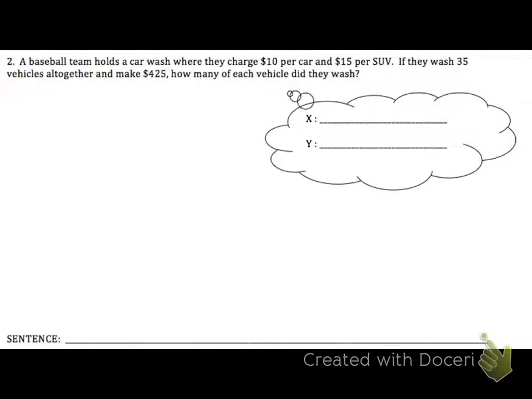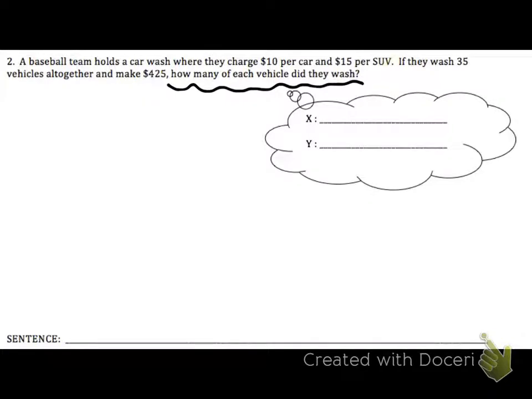Number 2. A baseball team holds a car wash where they charge $10 for each car and $15 for each SUV. Let's see. This one's going to be trickier to highlight. If they wash 35 vehicles all together and make $425, how many of each vehicle did they wash?